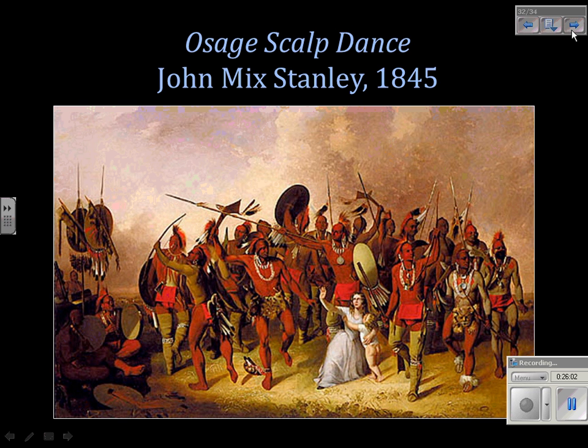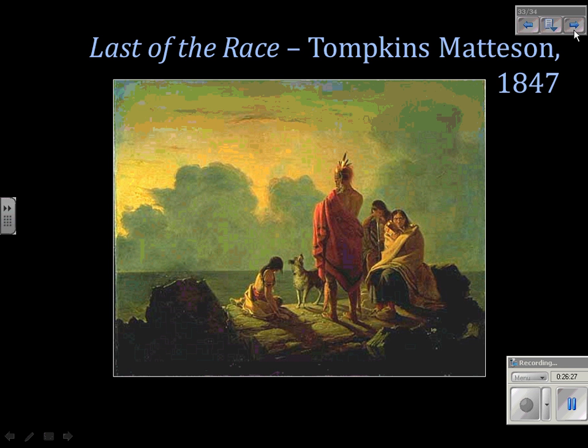The Osage scalp dance, of course, shows this horrific image that Americans are going to more or less adopt as they work towards their manifest destiny of the savage Indian who is going to rape and harm innocent women and children. And that is very evident here in John Mix Stanley's piece from the 1840s. Again, kind of going back to the idea of the satanic or the evil savage. And last but not least, this piece that is called The Last of the Race by Tompkins Matteson from 1847.